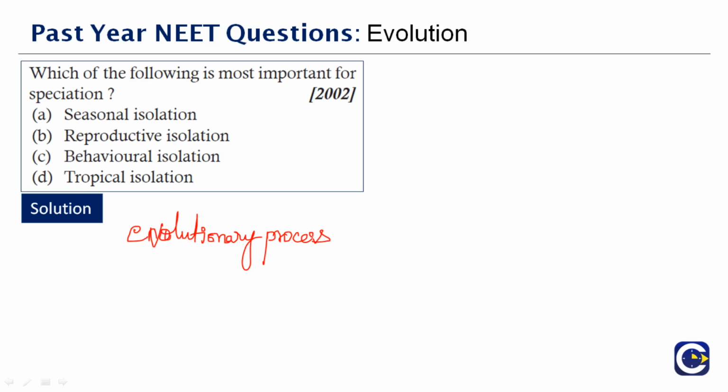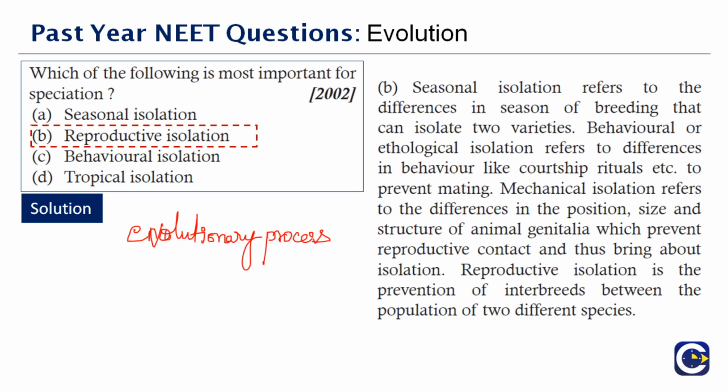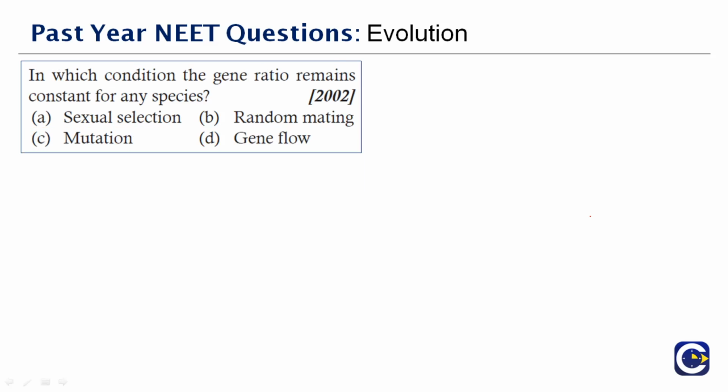Now, which of the following is very important, if you see? It is reproductive isolation. Okay, reproductive isolation is a prevention of interbreeding between the populations of two different species. Therefore, the right answer is option B. Very important to be noted here. Next question.